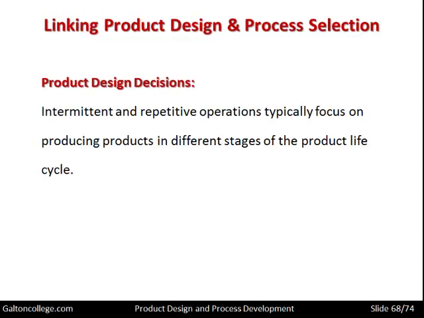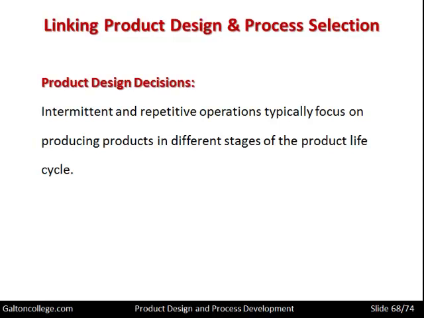Product design decisions. Well, intermittent and repetitive operations typically focus on producing products in different stages of the product life cycle. So intermittent products, more specialized products, and repetitive operations, typically these focus on different parts of the product life cycle. If it's a small amount of product that's made, it may be used as a tester at the early stages of the product life cycle, introducing the product.